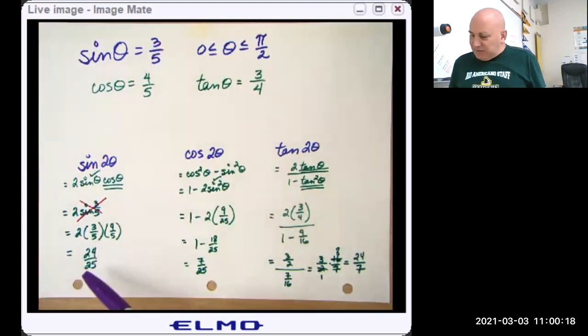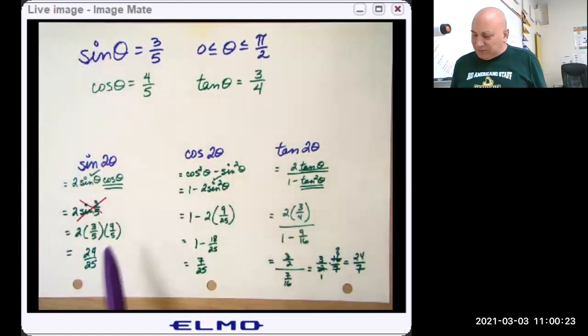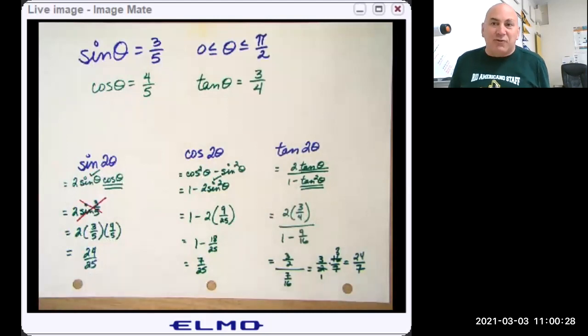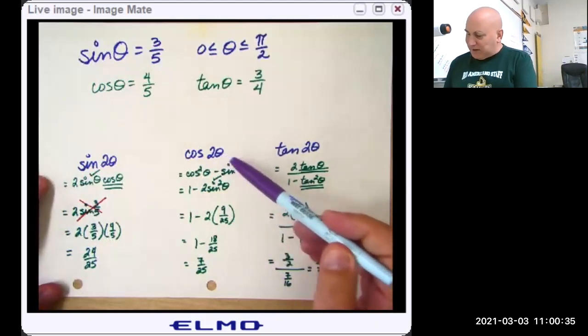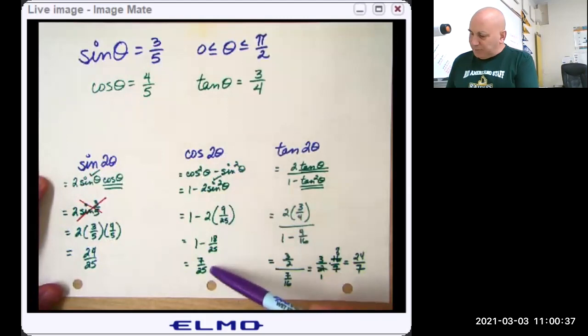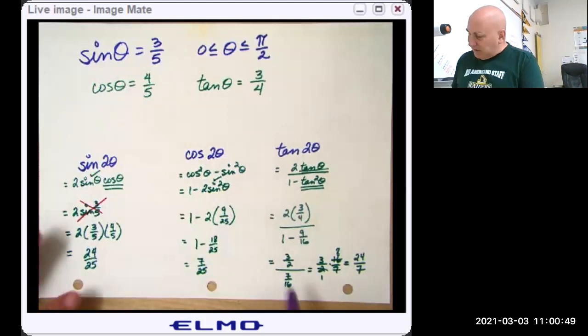So you can see that twice this angle is going to be pretty close to 90 because the sine of 2 theta is 24/25, which is very close to 1. But we still don't know if it's in the first or second quadrant. When we get cosine of 2 theta, you see that we get 7/25, which is a small positive number. So 2 theta is obviously in the first quadrant. And tangent is 24/7.